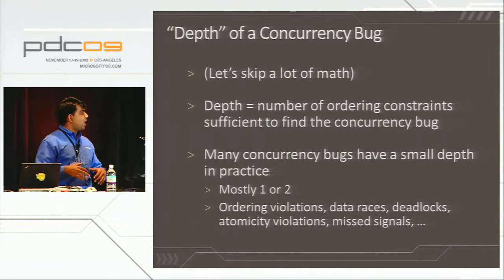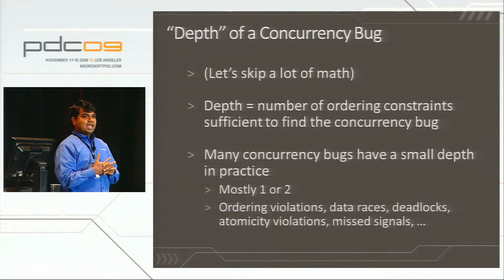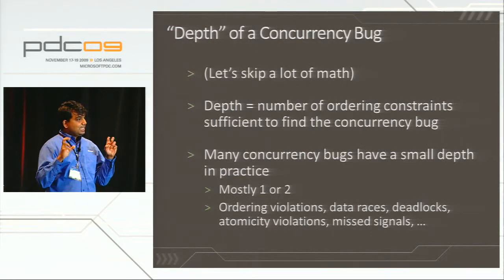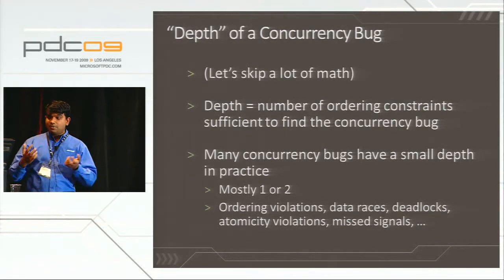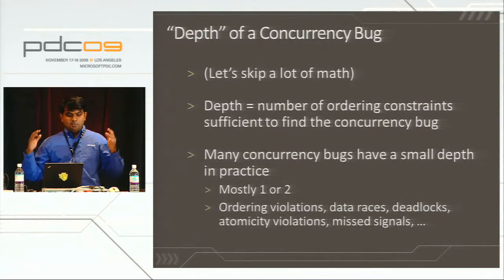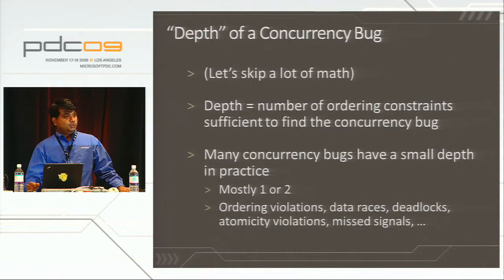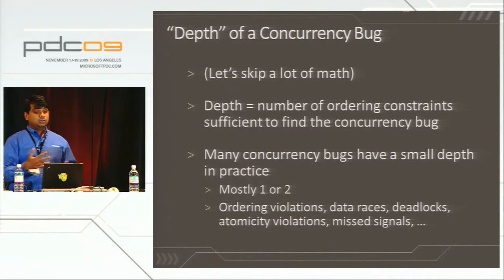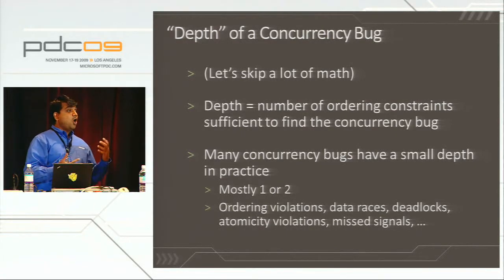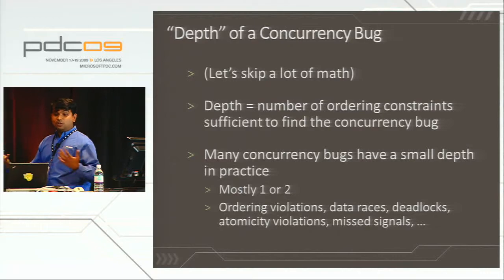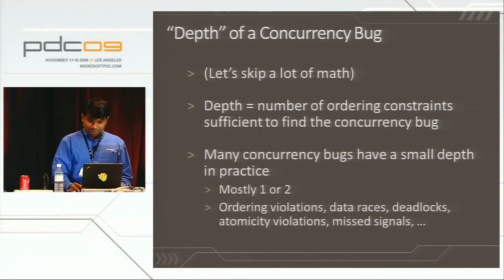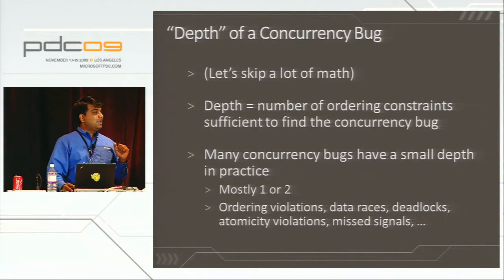And so I'll skip a lot of math here. But essentially what we have done is defined a notion of a depth of a bug, which is the number of ordering constraints that you need to find the bug. And I'm going to make a hypothesis saying that most bugs in practice have a depth of 1 or 2. What we have empirically evaluated is that there are lots of bugs in practice that are of depth 1 and 2. And so if I'm able to find all bugs of depth 1 and 2 in your software, and all of the software that we ever ship, then I think the world would be a much better place. Right? So we're just going to be focusing on bugs of depth 1 and 2.